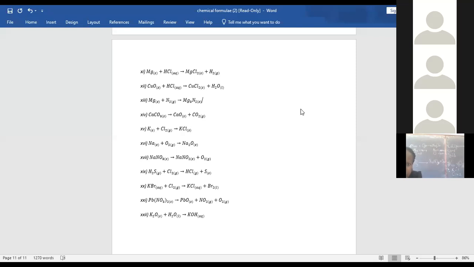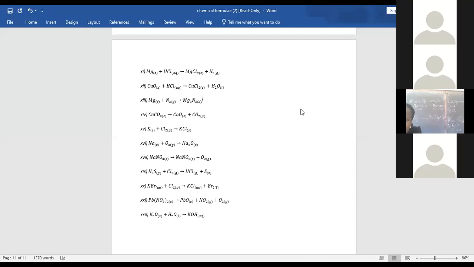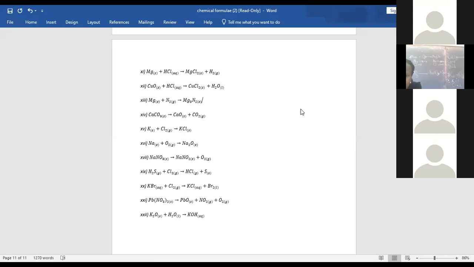I don't know if someone has a comment or a question about that equation. Anyone with a question or a comment about that equation? Okay, very good.